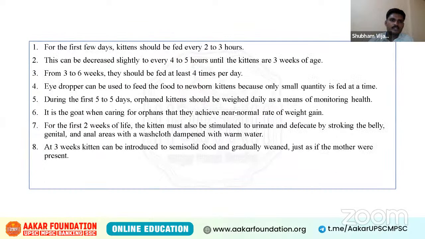In the first few days, kittens should be fed every 2 to 3 hours, then later on every 4 to 5 hours, and later on 4 times a day. An eyedropper can be used to feed newborn kittens. During the first 5 to 6 days, orphan kittens should be weighed daily to monitor their health, as weight gain is the ideal parameter for measuring growth. For the first 2 weeks of life, kittens must also be stimulated to urinate and defecate by stroking the belly.